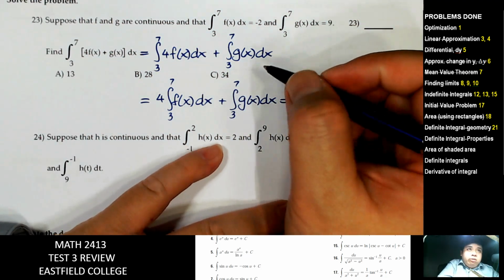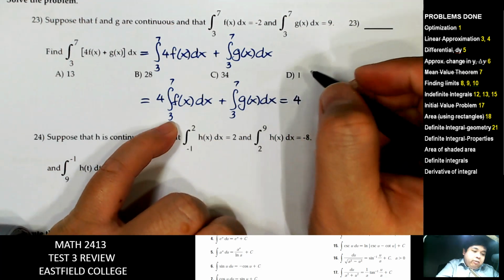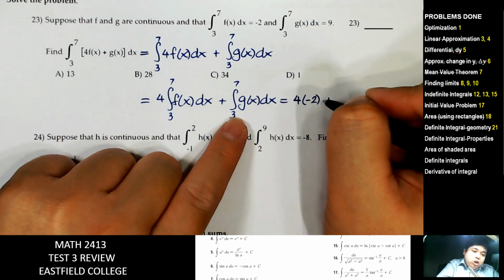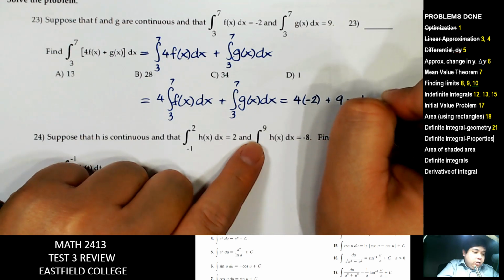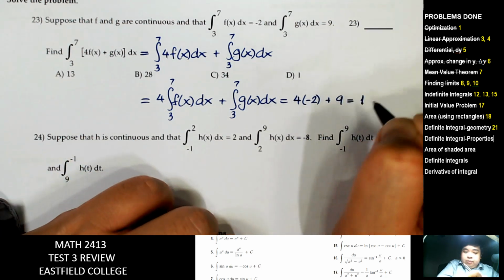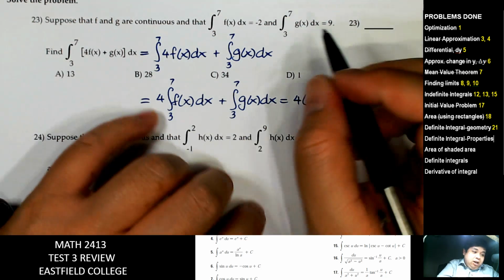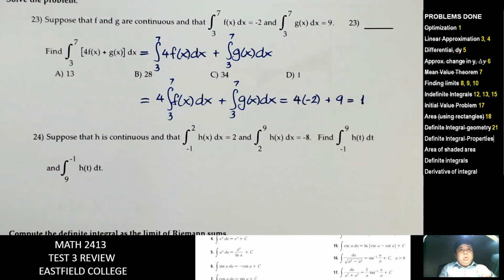So we have the integral of function f will be -2 plus g of x is 9. Together is 1. So just 1. And that's it. So we can split the integral and take the constant outside, just like we do with the derivative and everything else.